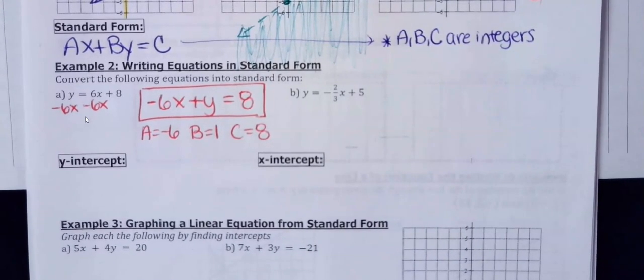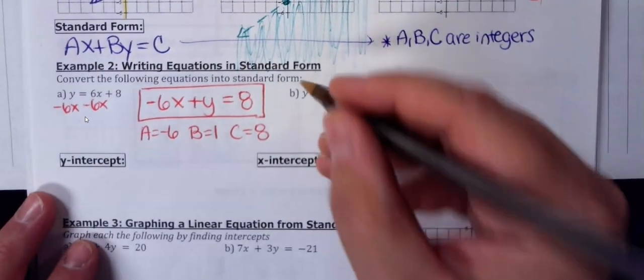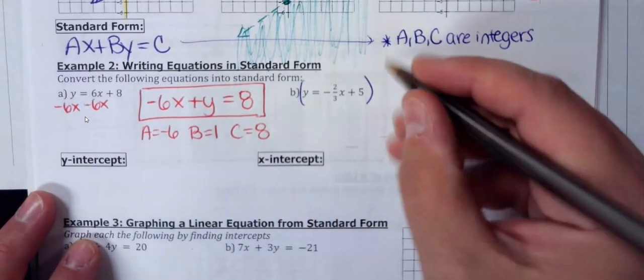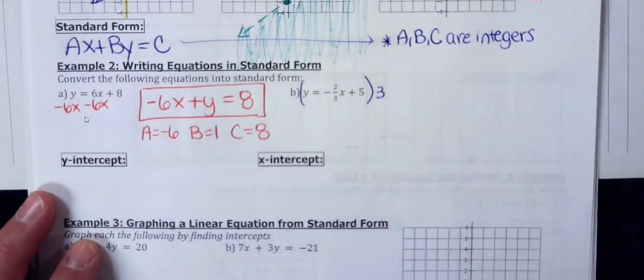What would I do for the other equation here in this example if I was trying to transform y equals -2/3 x plus 5? How would I put that in standard form? What do you think? Good deal. You could do this first or you could do this later, but to clear that fraction, we're going to multiply everybody by the denominator, which is just 3.